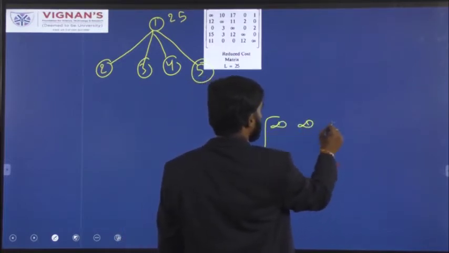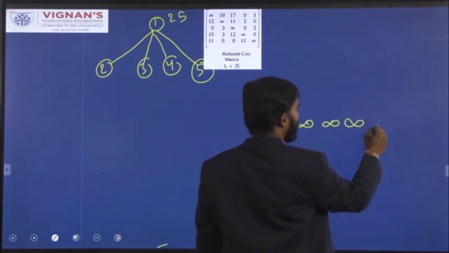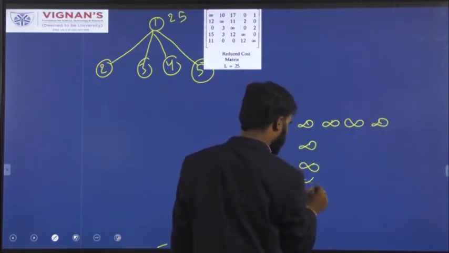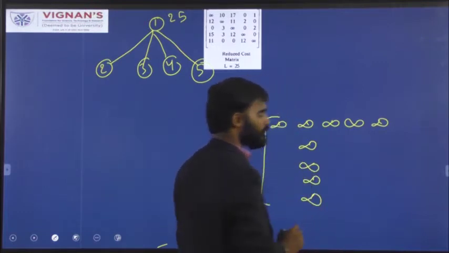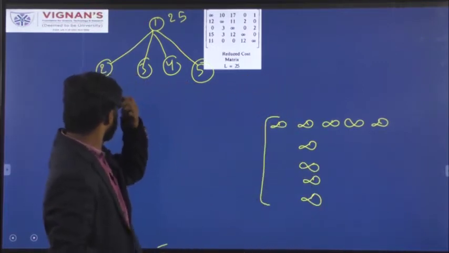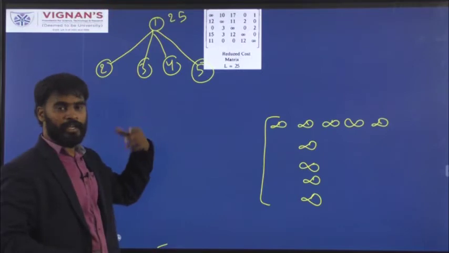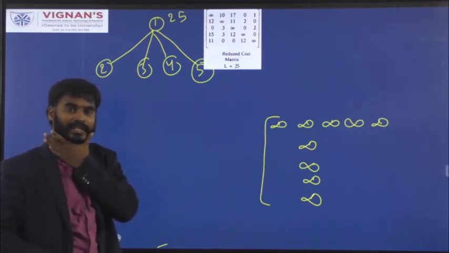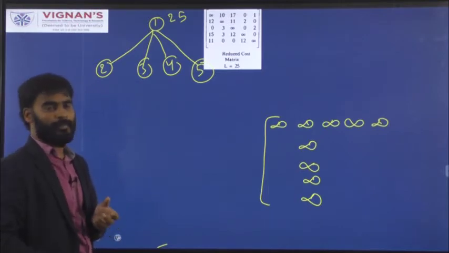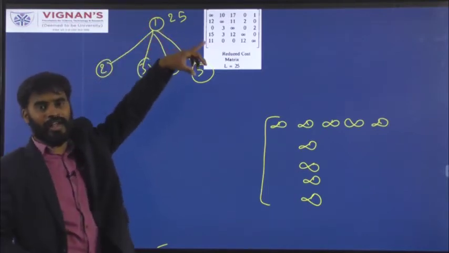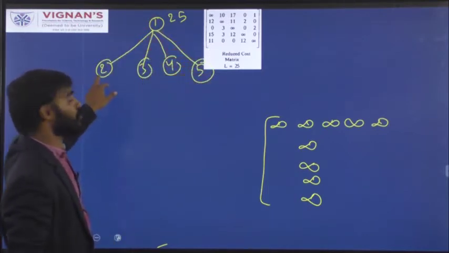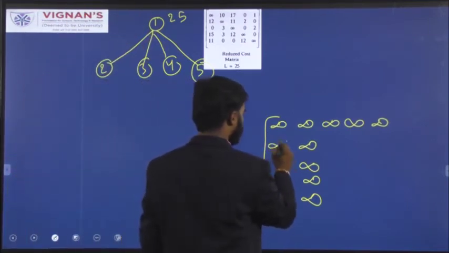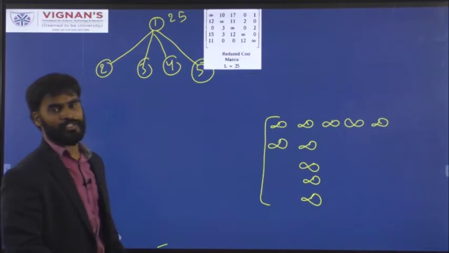Make all the elements of the first row and second column as infinity, as well as the distance from the current node to the root node as infinity. The current node is 2 and the root node is 1, so 2 to 1 is infinity. This is the first thing you are supposed to do.